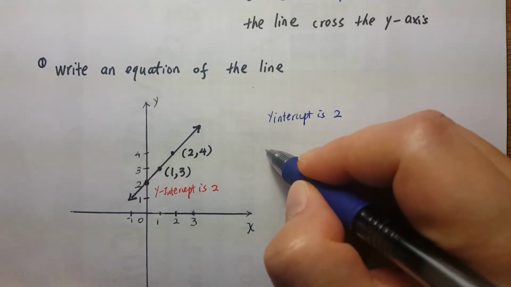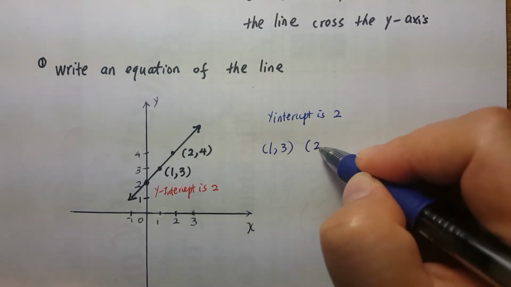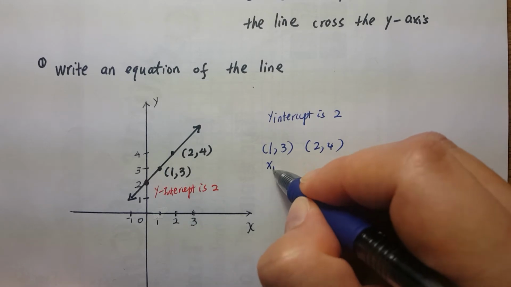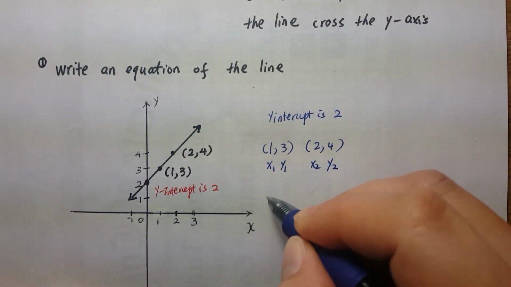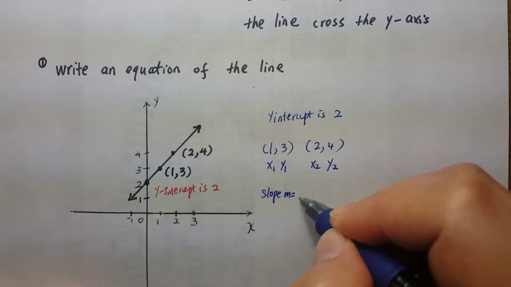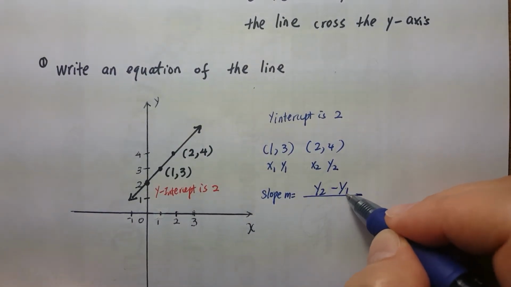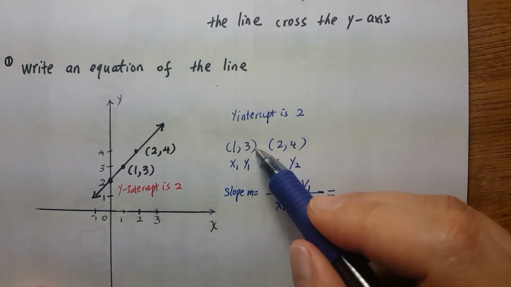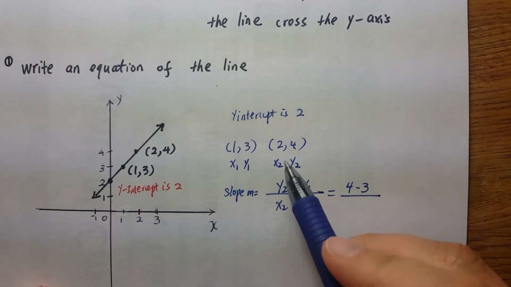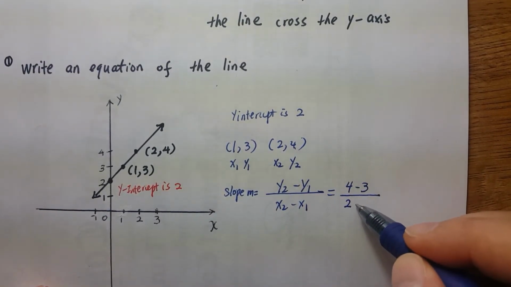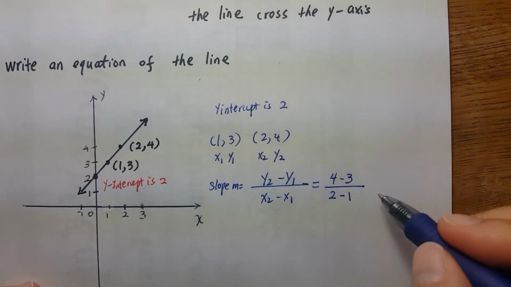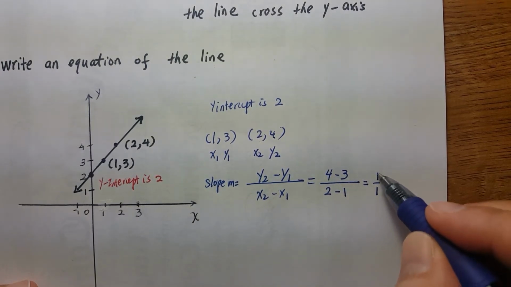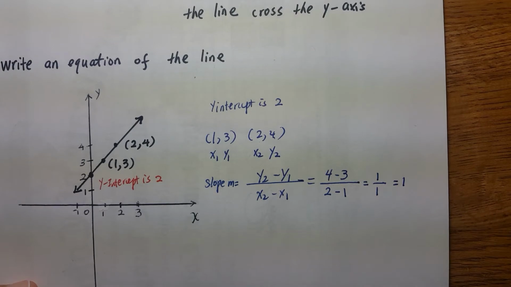To find the slope, we use 2 points. We have (1, 3) and (2, 4). Say this is x1, y1, x2, y2. The slope m is equal to y2 minus y1 over x2 minus x1. So we do 4 minus 3 over 2 minus 1. 4 minus 3 is 1, 2 minus 1 is 1. 1 divided by 1 is 1, so we found the slope is 1.